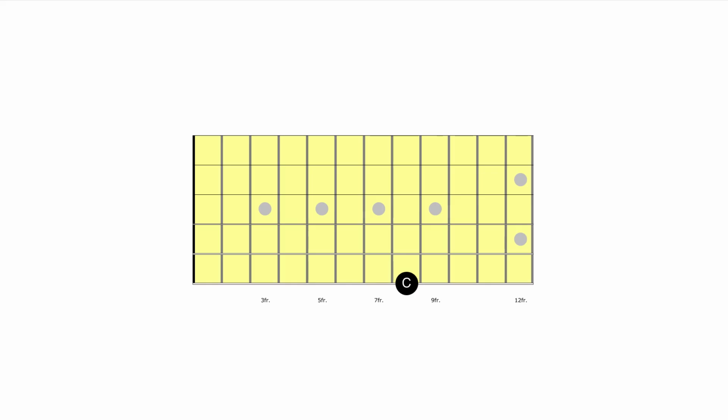Going up from C 1/2 step up to the 9th fret, we have C sharp. Going up from C sharp 1 semitone, 1/2 step, 1 fret, we have D. Going up from D 1 semitone or 1 fret up to the 11th fret, we have D sharp. Going up from D sharp 1 semitone or 1/2 step to the 12th fret, we have E, our octave E.